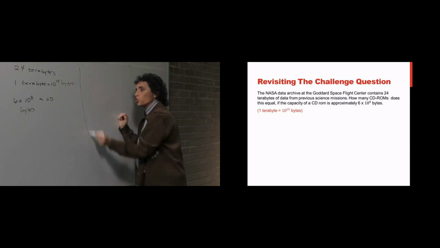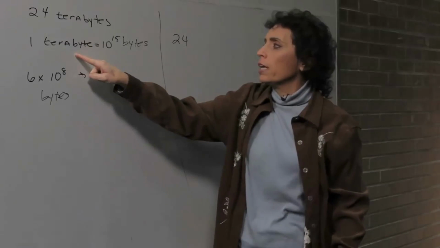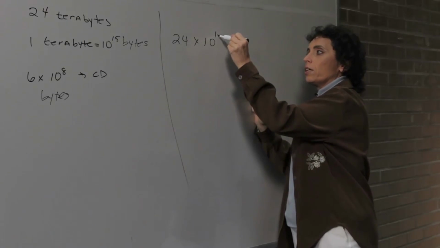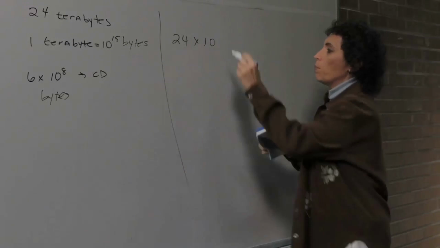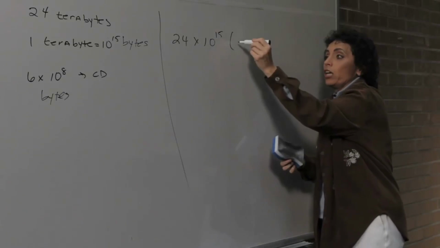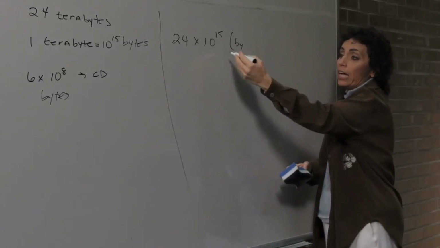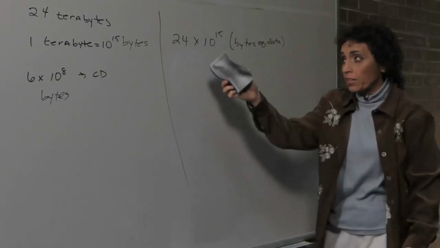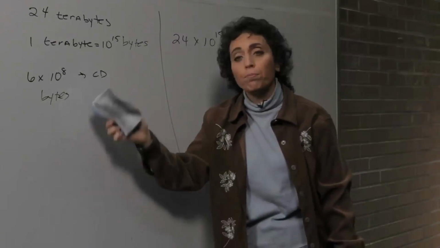So I know I have 24 terabytes, but 1 terabyte is 10 to the 15th. So I have to multiply 24 times 10 to the 15th. That's what I get when I multiply 24 by 10 to the 15th. I'm going to leave it like that. Actually, it's not scientific notation yet, so hold on. But that's how many bytes of data I have. One CD-ROM holds 6 times 10 to the 8th bytes.